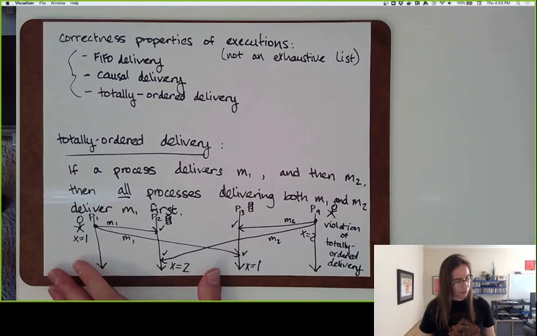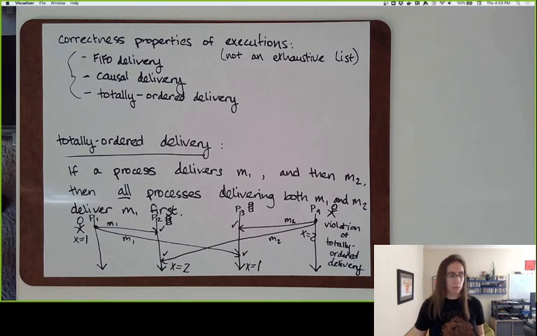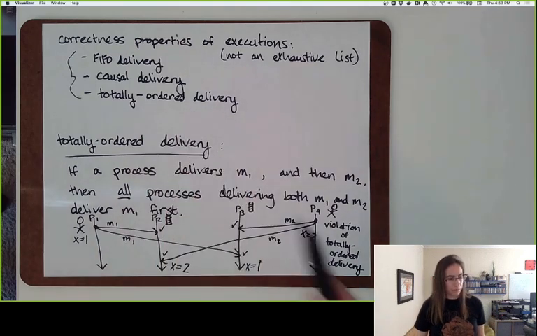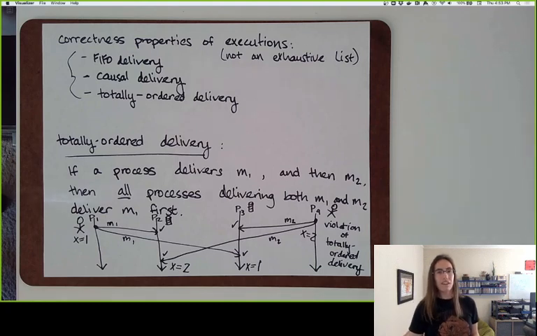So just to recap, we talked about 3 of these correctness properties of executions. We talked about FIFO delivery, and we talked about some ways to enforce it. And then we talked about causal delivery, and we didn't talk about a way to enforce it yet, but we sort of hinted at the idea that vector clocks would be important. And so we'll talk more about that next time.